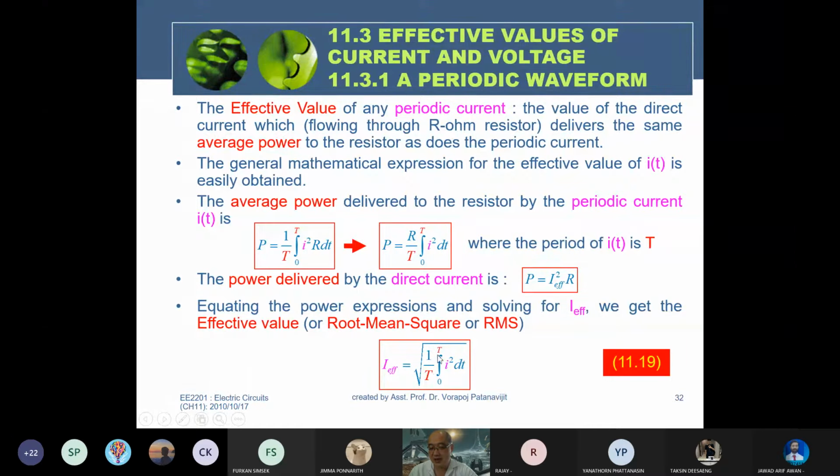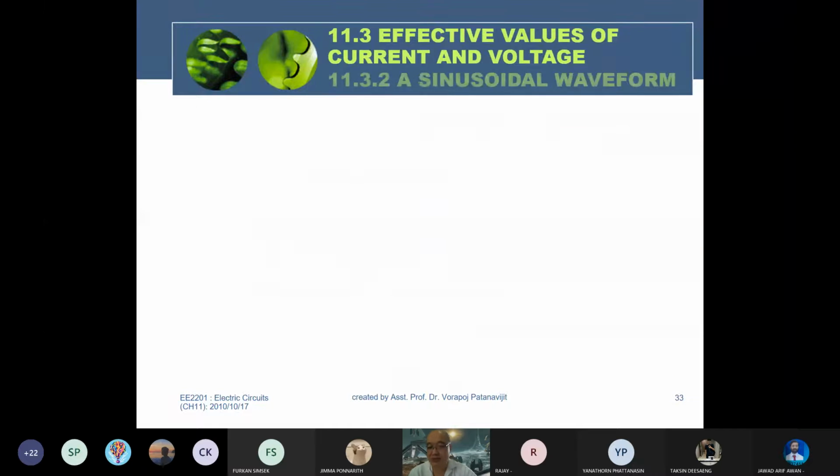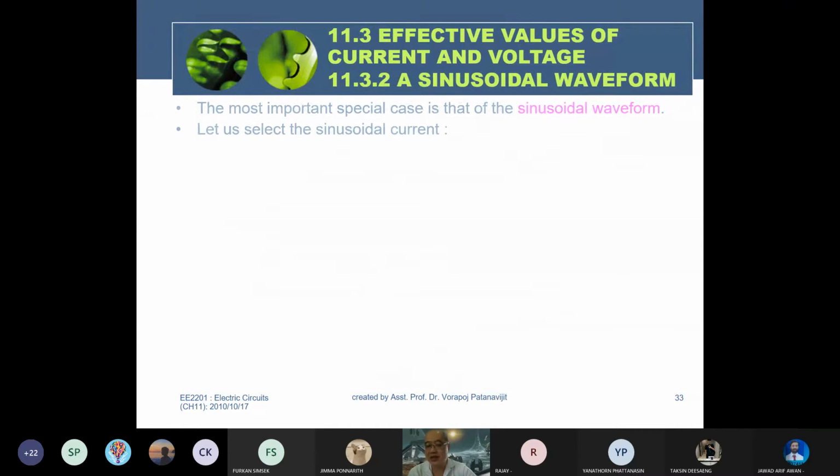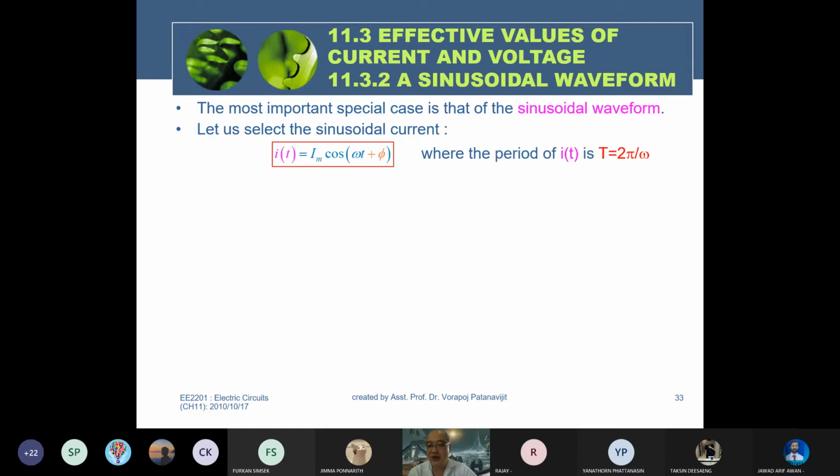The integrate and divide by T is the operator of the mean computation. Okay, the last one is I squared. Therefore, the formula in this case, we can use the definition to be root mean square, or the RMS. Now, the next one, the general form of the effective value, the root mean square, we frequently apply on the sinusoidal waveform.